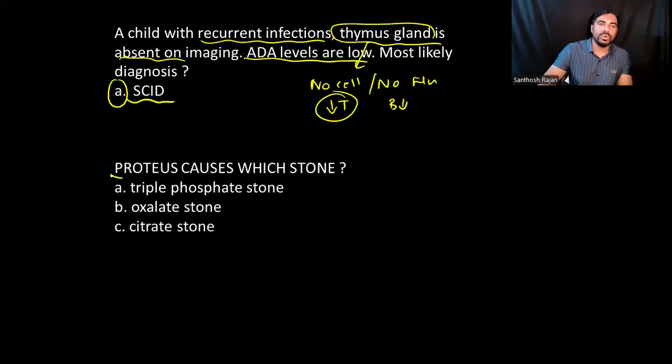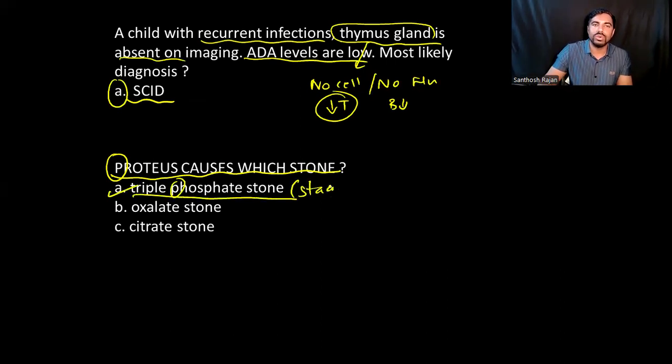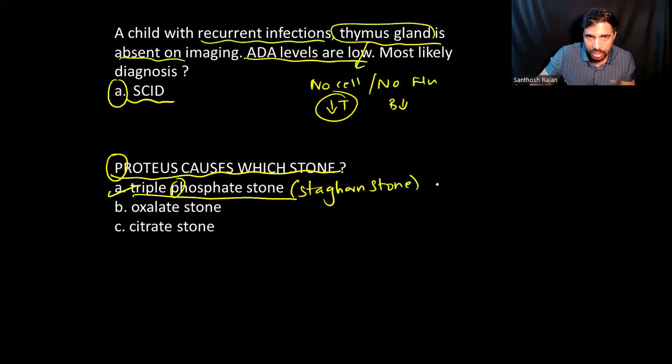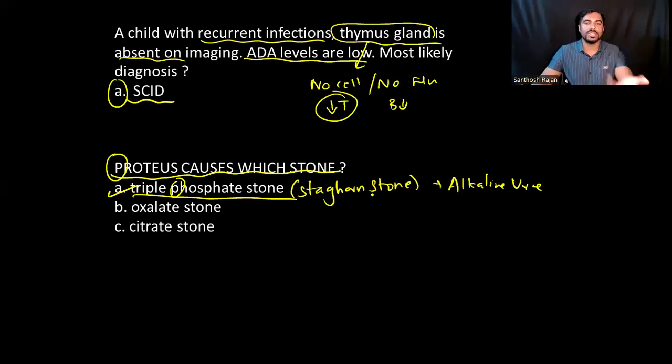Now, the protease-producing cause, which is shown, we discussed so many times. P for protease, P for phosphate, not pseudomonas. So this is a triple phosphate stone, otherwise called a staghorn stone. Usually in which kind of urine does it occur? Alkaline urine, because Proteus makes the urine alkaline. So in alkaline urine, the triple phosphate stone forms, and the prognosis is very good. It can be easily removed and treated.